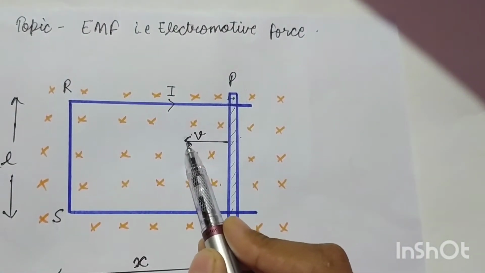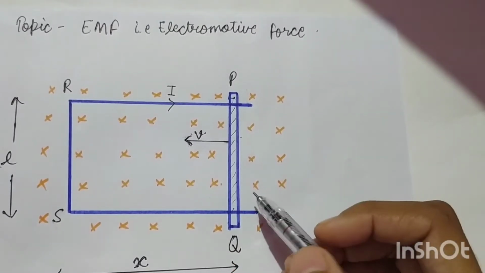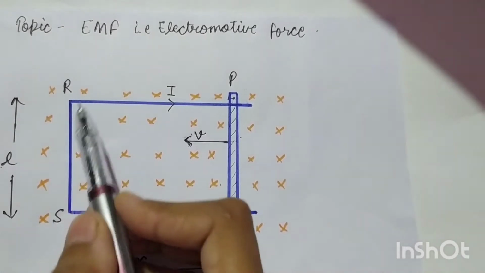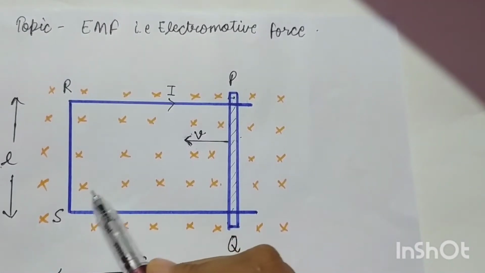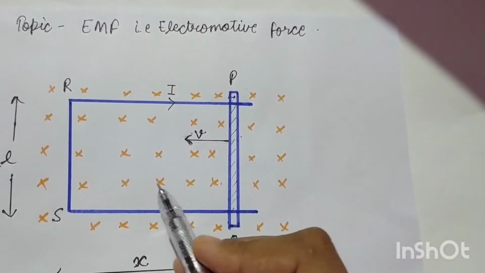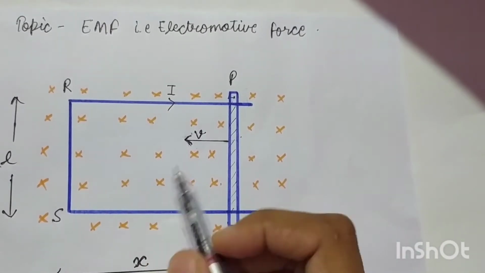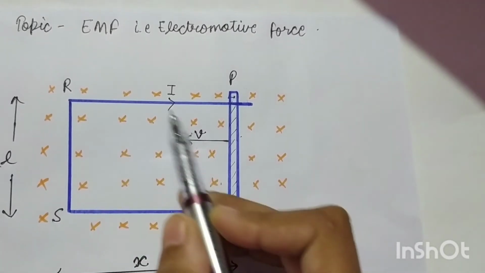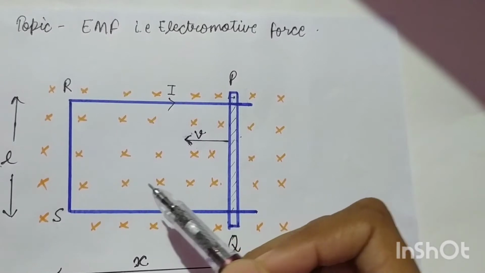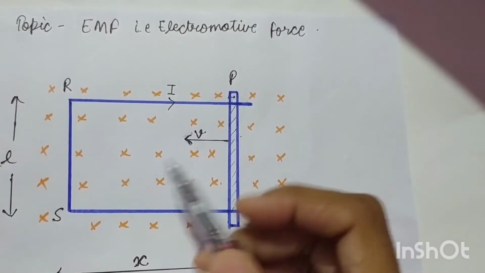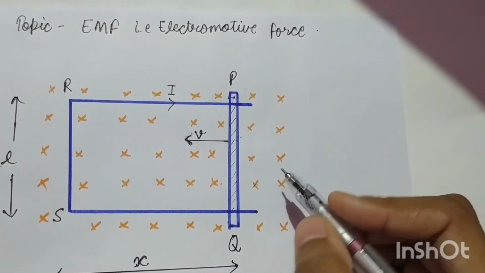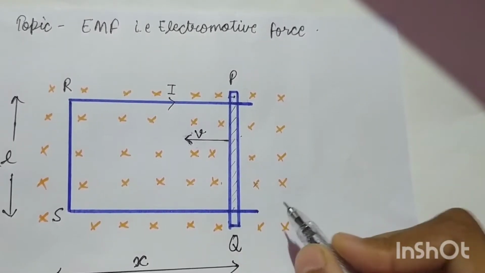We have also considered these cross dots. What are they indicating? They are indicating that we have a uniform magnetic field across this rectangular conducting loop. And what is the direction of this uniform magnetic field? These crosses indicate the direction inwards into the plane of paper.